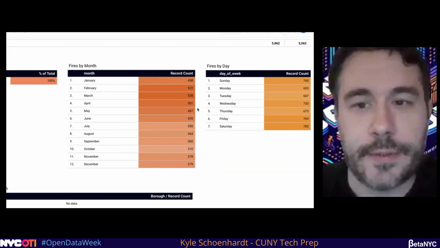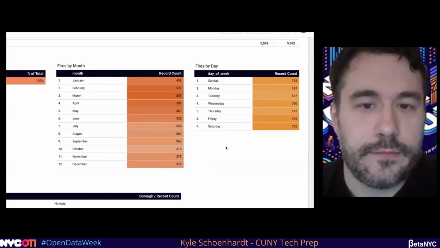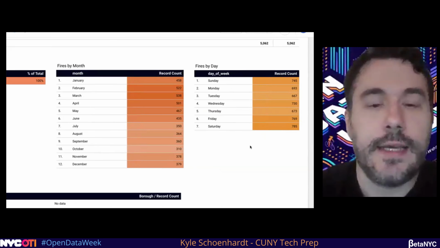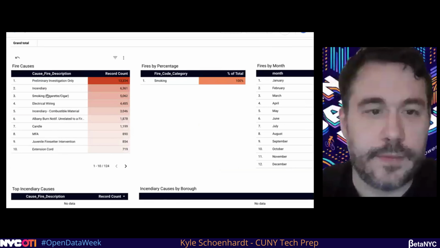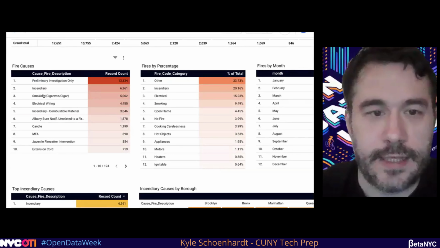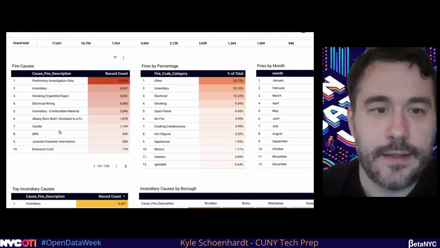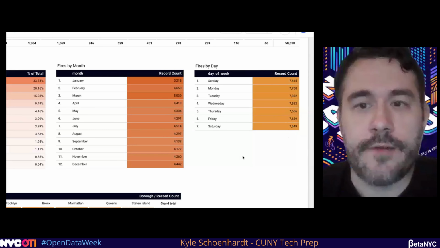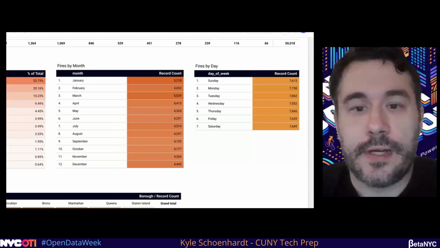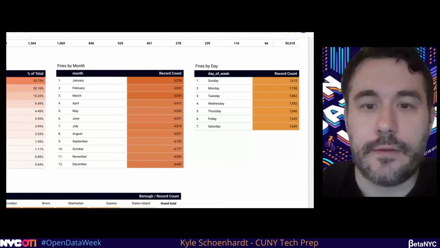And then the chart next to it also shows you fires by day. Again, this is still for smoking. If you unclick the smoking chart and scroll back over to the fires by day, you can see that on average, each day in New York City, it's about the same amount of fires caused per day throughout the week.